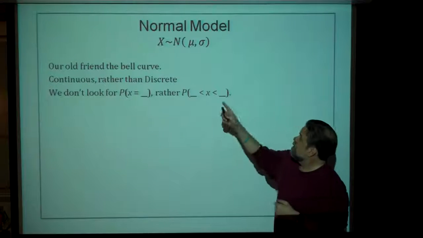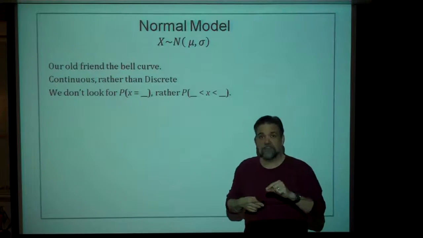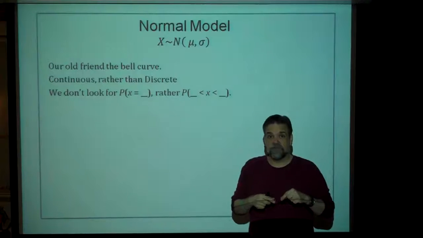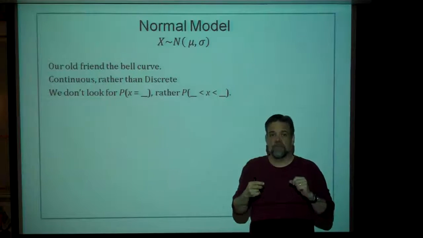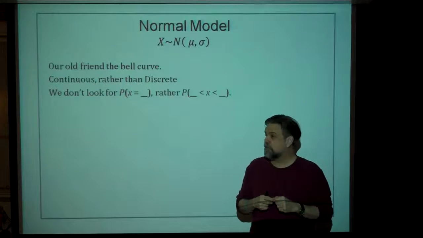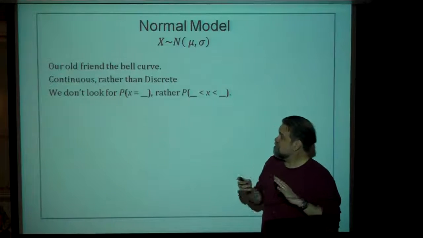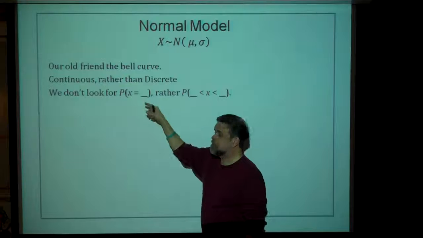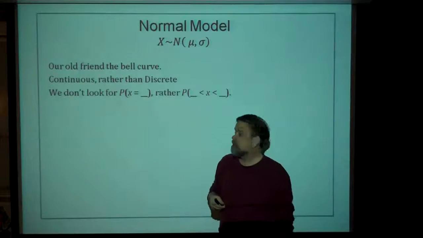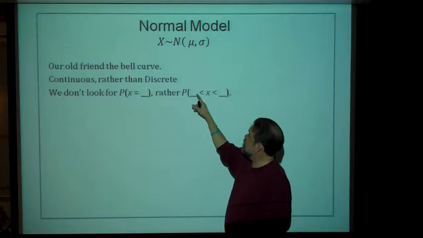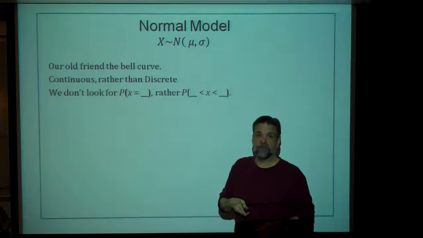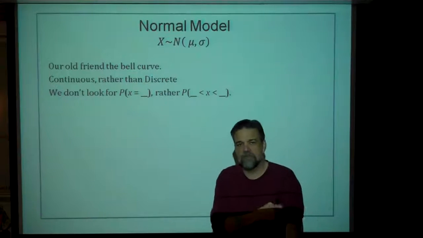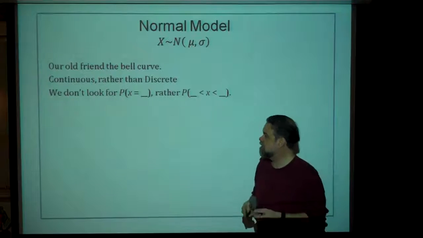So the normal model is a continuous random variable, just like that random variable that I was just talking about. The random variable I was just referring to is known as a uniform random variable, a continuous uniform random variable, okay? So you don't say, what's the probability that x equals something? Because that's just going to be 0, okay? What you say is, what's the probability that x is between two numbers, or less than something, or greater than something, okay? And you saw that we did that earlier when we were looking at the data.